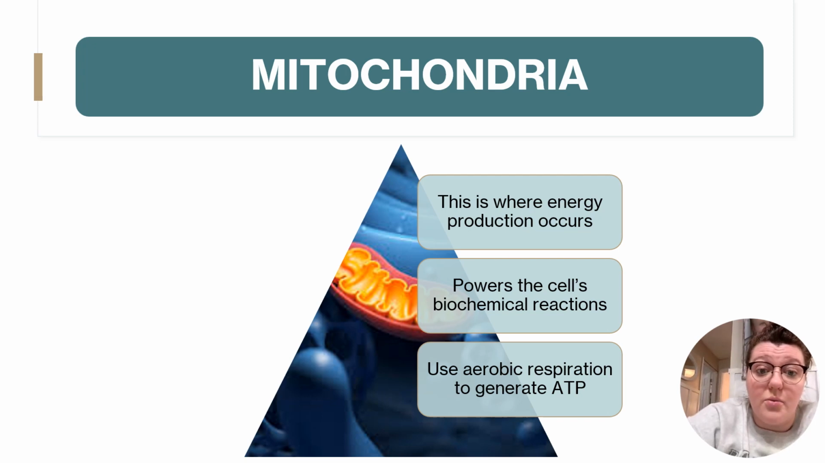And here we have the mitochondria, which in my opinion is very important. As you can see in the picture I provided, the pink and yellow structure kind of to the top of the pyramid, that is your mitochondria. I'm sure you've heard before they call the mitochondria the powerhouse of the cell. That's because the mitochondria is where energy production occurs. They use aerobic respiration to generate ATP, and ATP is energy. And the mitochondria is what powers the cell's biochemical reactions. So it's very important for the energy of that cell to be able to do the things that it needs to do.